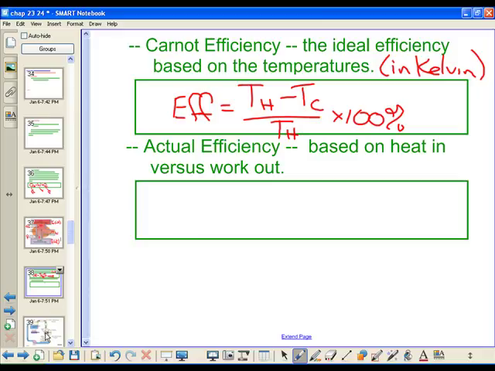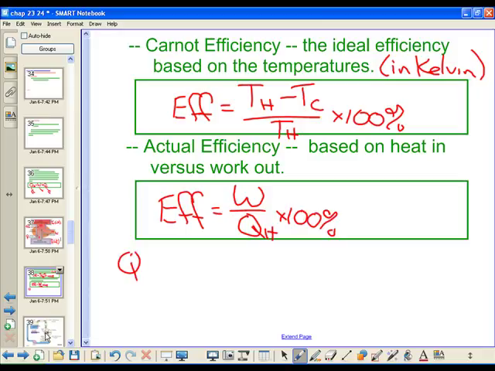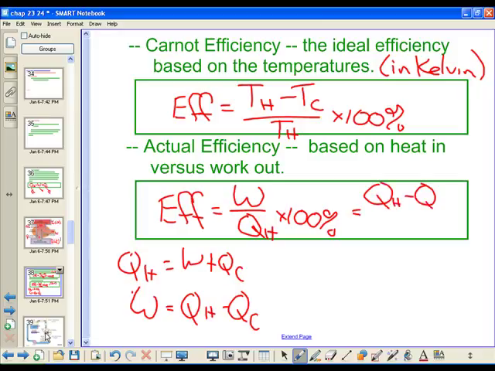Now, the actual efficiency, which you actually get out, is based on the work. So this efficiency is equal to the work divided by what I put in, and again, times 100%. But because of our definition, QH equals work plus QC, excuse me, work is equal to QH minus QC. So I can substitute in, so I can also say here, QH minus QC over QH times 100%. And that's what I actually get.